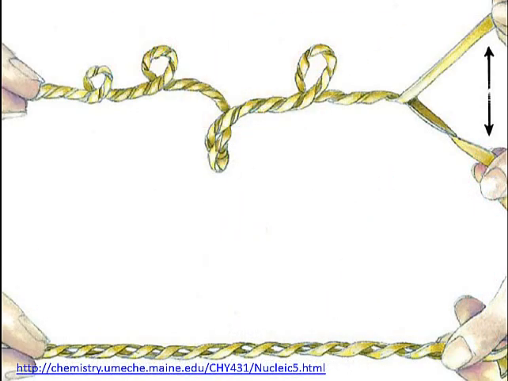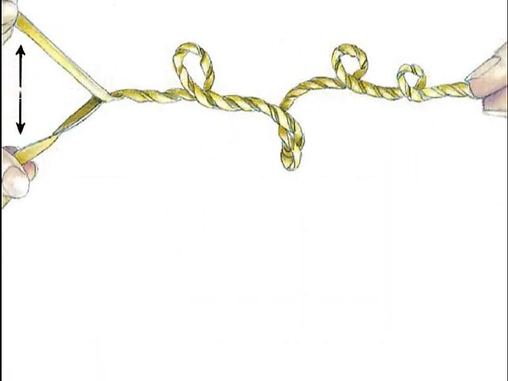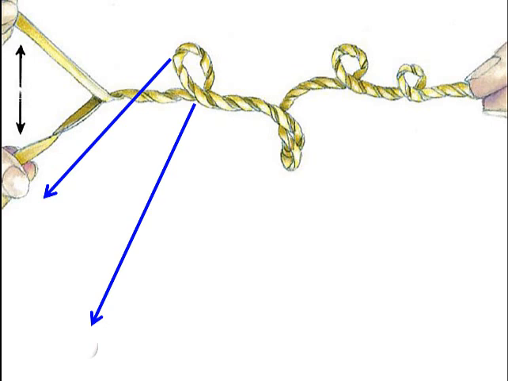These supercoils should be removed. Topoisomerase 2 will do that. But how? Consider this part of the kink. It has a structure like this.